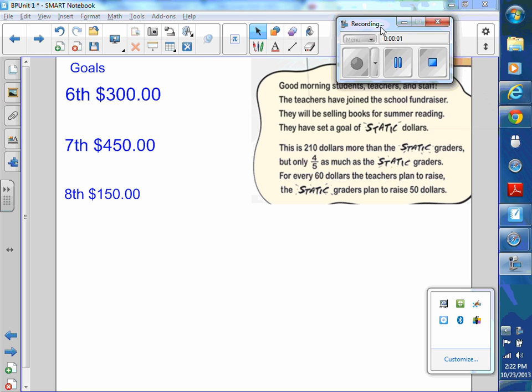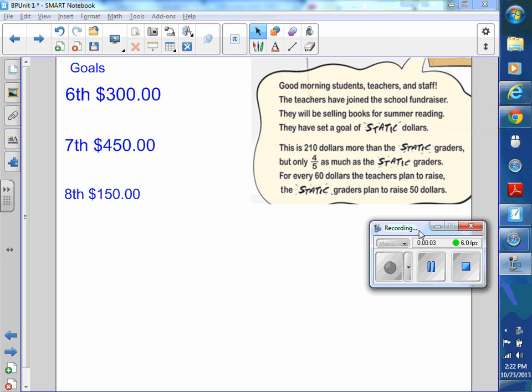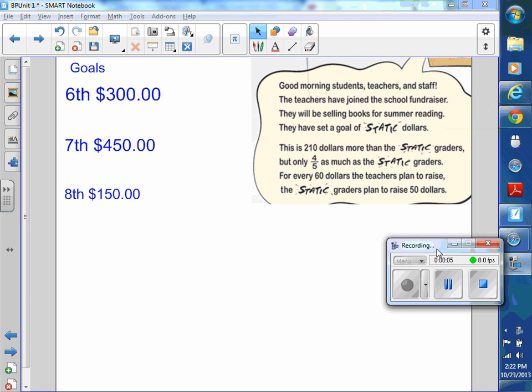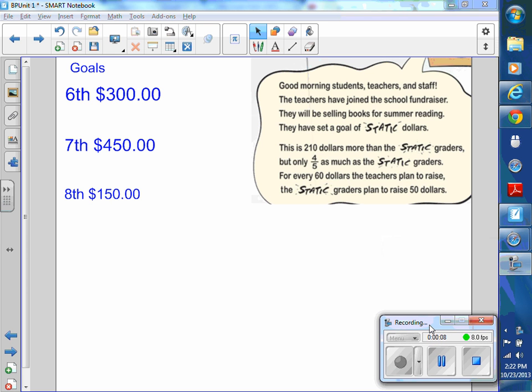Let's look at this problem here. This is that problem with the static, right? Where there's an announcement, and every time there was something important, you couldn't hear it.